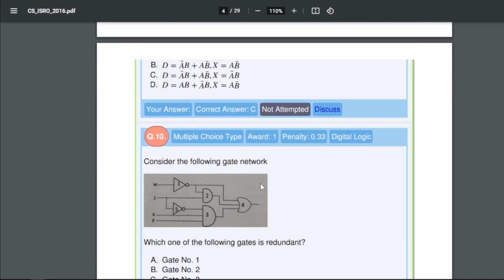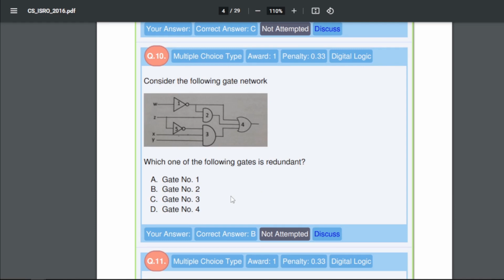Question number 10 is, consider the following gate network. This is the gate network that is given. Now which one of the following gates is redundant? If you solve this particular question, you will get the answer as B, gate number 2. Here this gate is redundant.